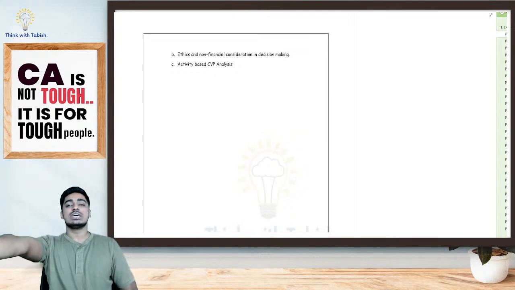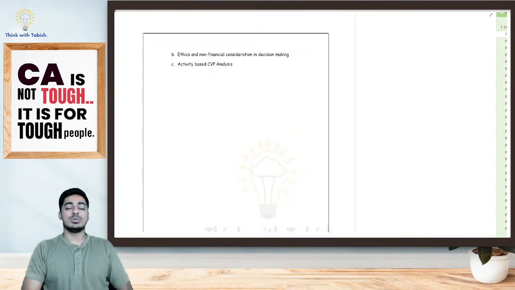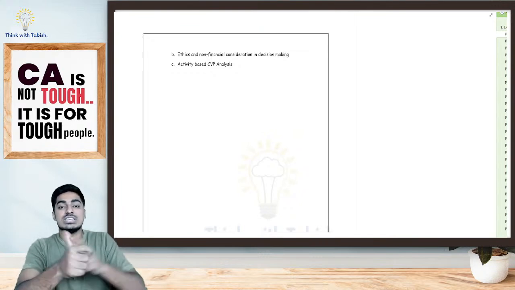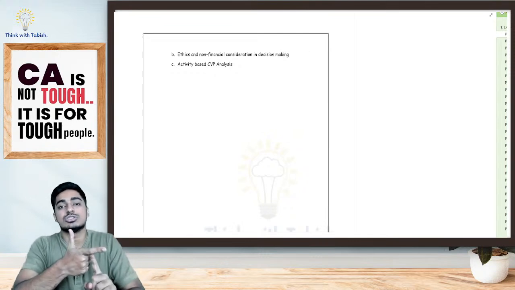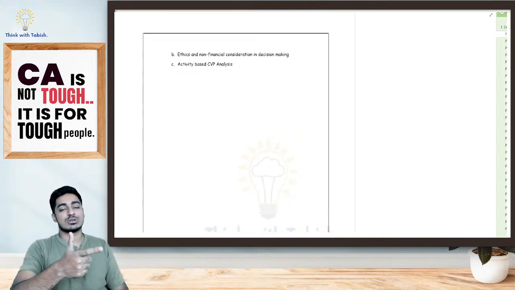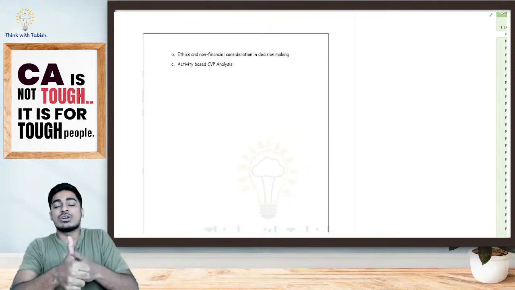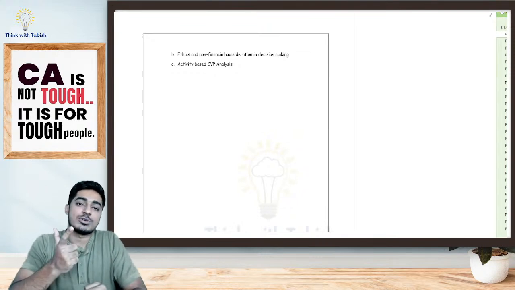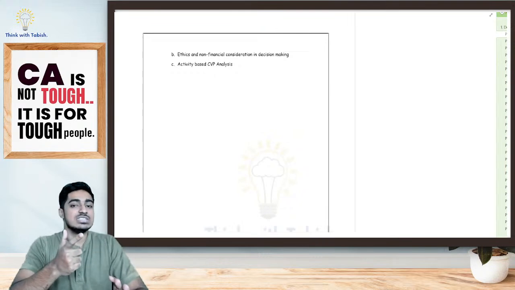And the final thing was differential formulas. Two important observations we had seen. First, change in variable cost is equal to the change in total cost. Why? Because there is no change in fixed cost. Second observation, change in contribution is equal to change in profit. Why? Again, because there is no change in fixed cost.